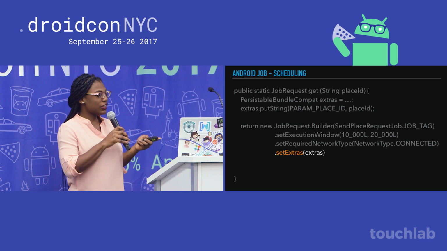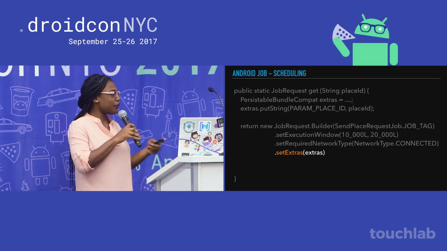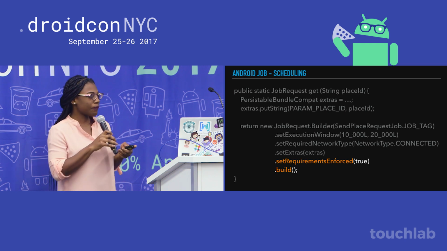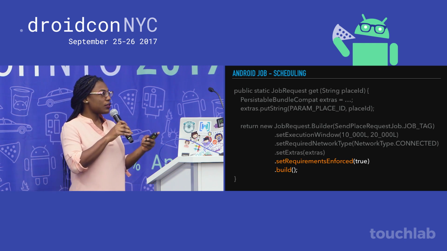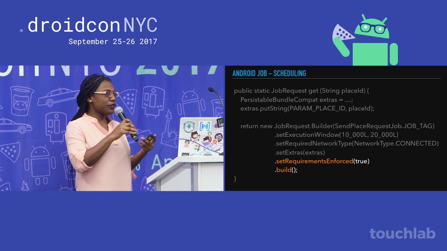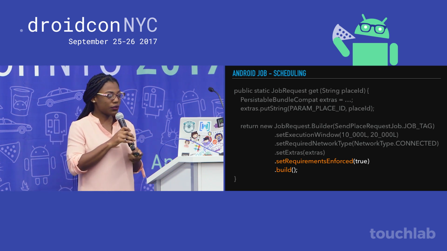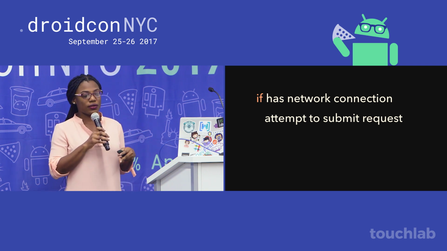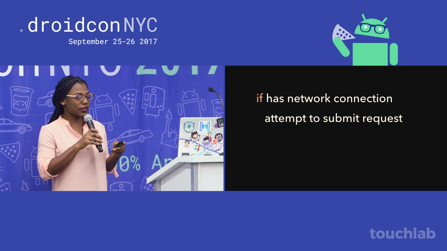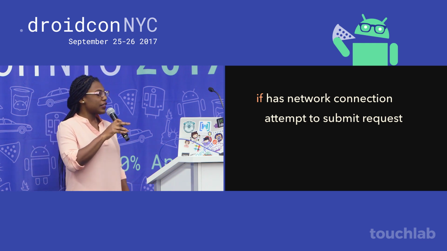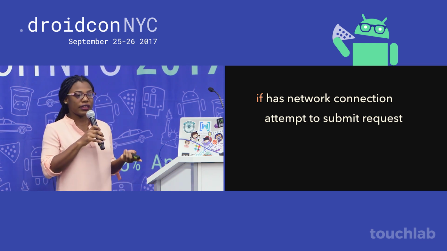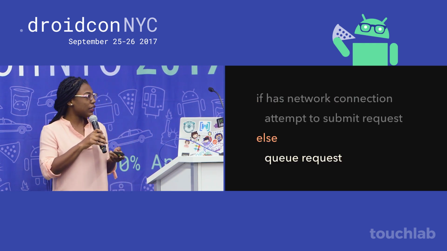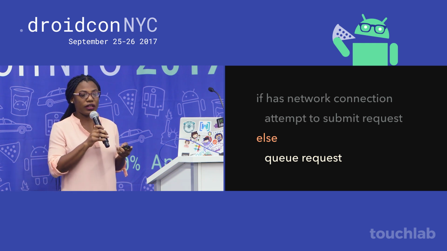Then we pass in our bundle extras, and this would include things like the primary key of the item we want to have synced from the server, from the database rather. And then we will specify that we want all our requirements to be enforced before the job is scheduled, and then we build the request. So for every request that we want to send to the network, we have some logic that determines what behavior we will use. If the device has a network connection, we'll submit the request normally. If not, we'll queue the request for later using the job request setup that we mentioned previously.